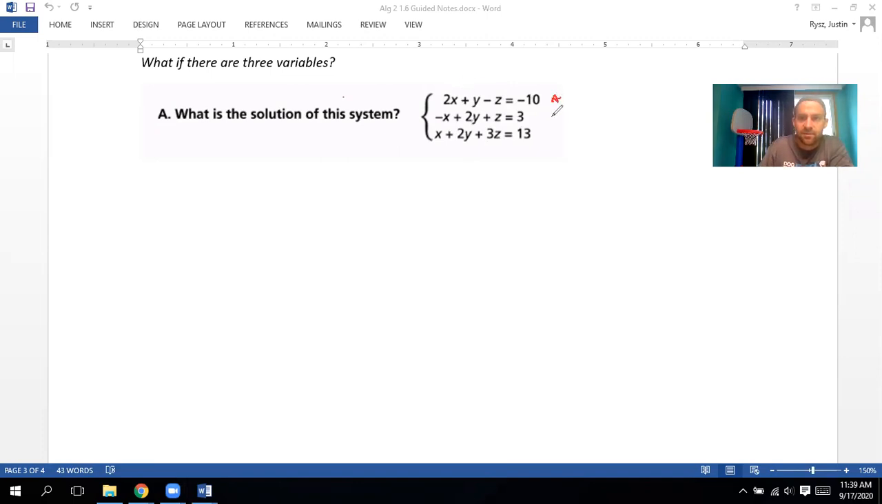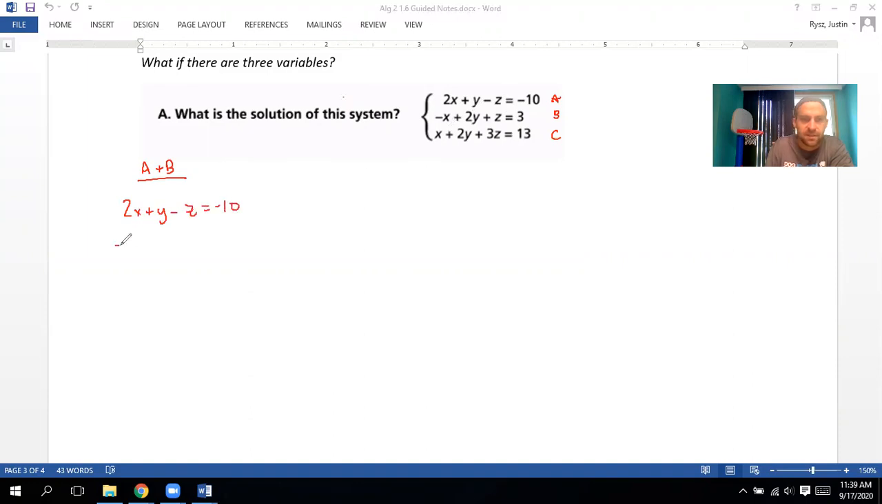Now I like to label my 3 functions A, B, and C so I don't get confused of what's going on, because the first step is really important. Our goal is to eliminate one of the variables. So if I'm looking at this here, I can see that A and B both very easily can eliminate the Z's. They're already stacked up together and the Z's are opposites. So I'm going to make a problem here that's A plus B. So A would be 2x plus y minus z equals -10.